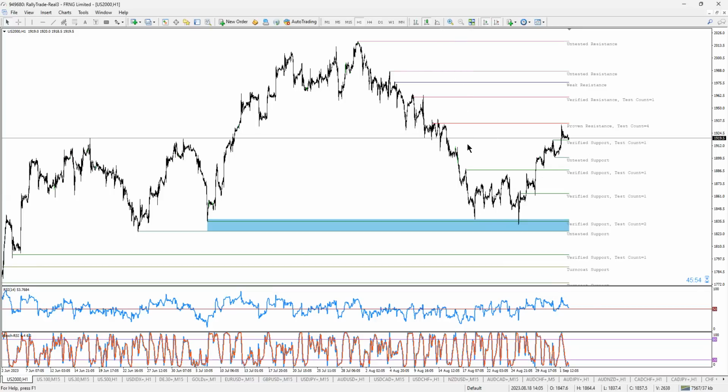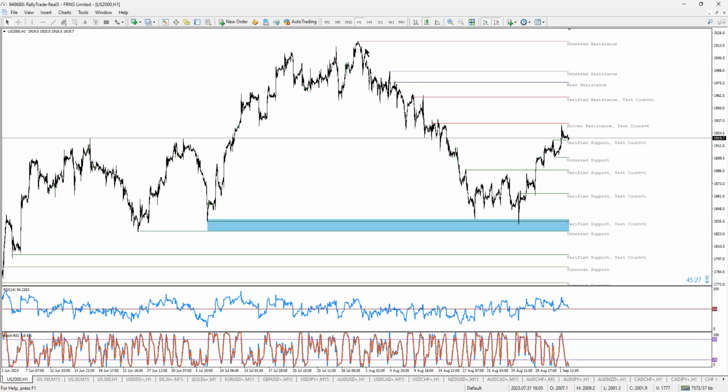And if you notice, you will see that this is a verified support. Can you see? There's a low. What did we say about an uptrend? An uptrend is a series of higher lows and higher highs, right? A downtrend is a series of lower lows and lower highs. Now look at this downtrend.